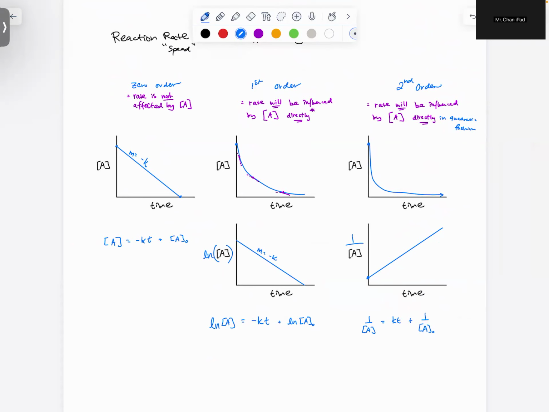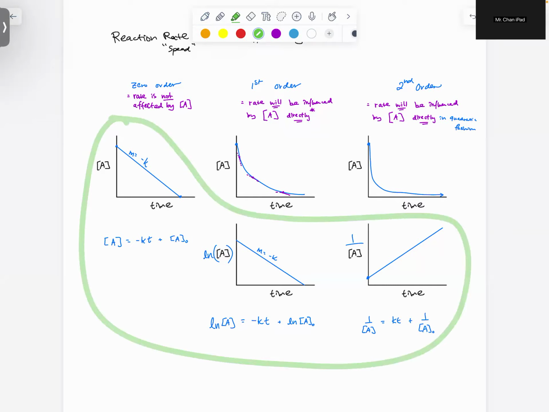Okay, so I want to just show you these simple graphs, and I would also like to tell you something. I will tell you what not to do. Okay, so what is something that you should not do? You should not just memorize these graphs and these equations without knowing the backstory. You should not do that.